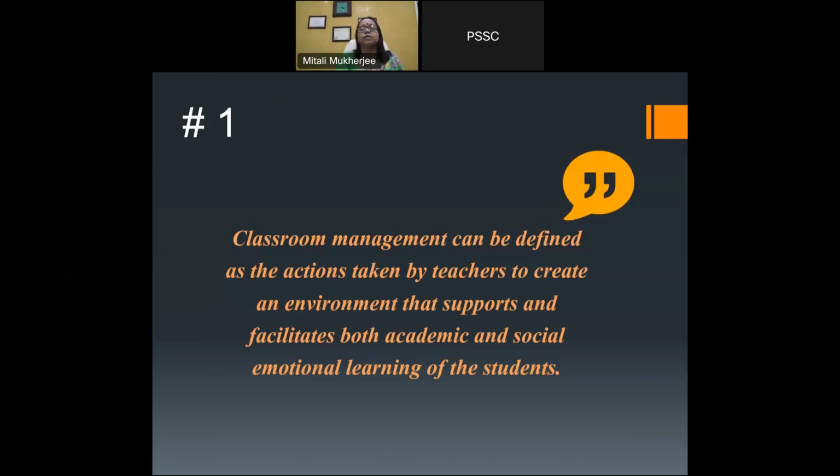If in some corner of your class two children are fighting, do you think you can conduct your class smoothly? If the children are not listening to you, can you conduct the class smoothly? If the children are not ready to learn with you, can you teach them properly? So classroom management is most probably the very first thing that the teacher should learn in the 21st century.